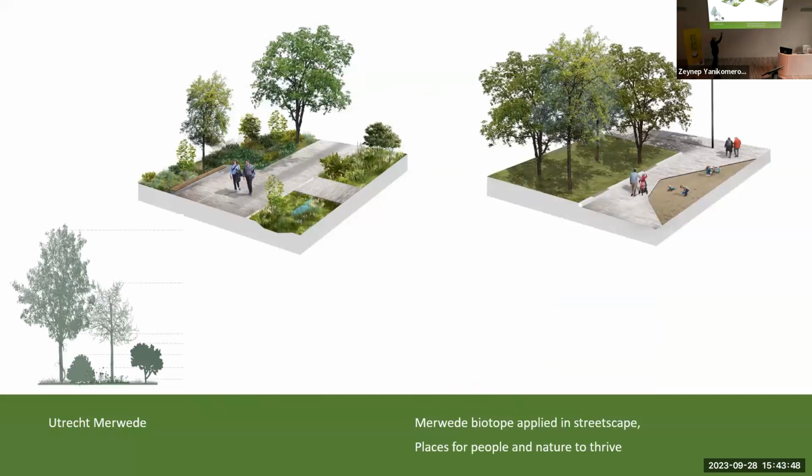And as you can see, the various planting types will still refer to the idea of the urban biotope, that we want to create variety in the species. And in this case, we called it Merwede biotope, because the area is called Merwede, and this is a very urban situation. You cannot refer to forest, you cannot refer to dune. There is already 1.5 meters sand under this whole development, so it is a kind of disaster area.